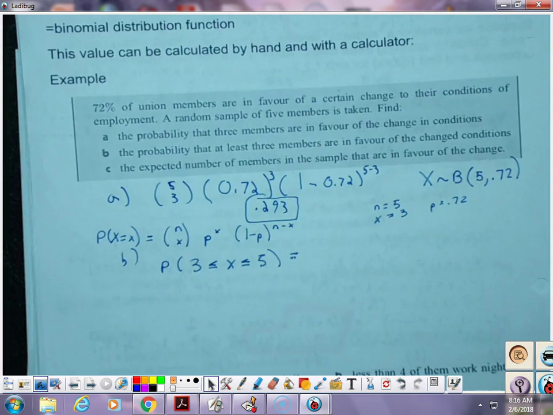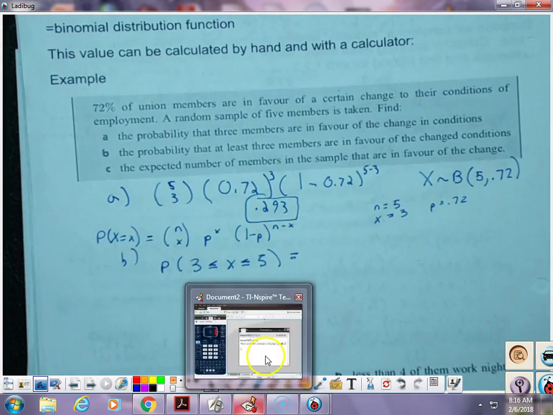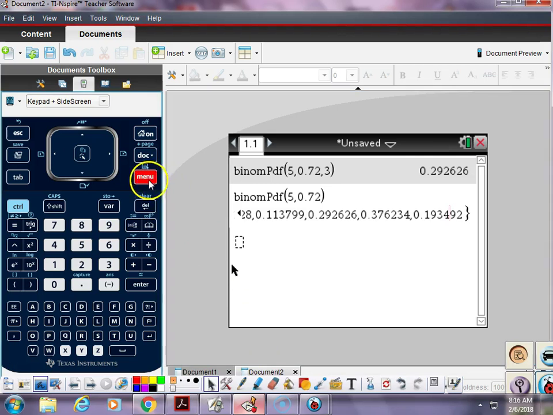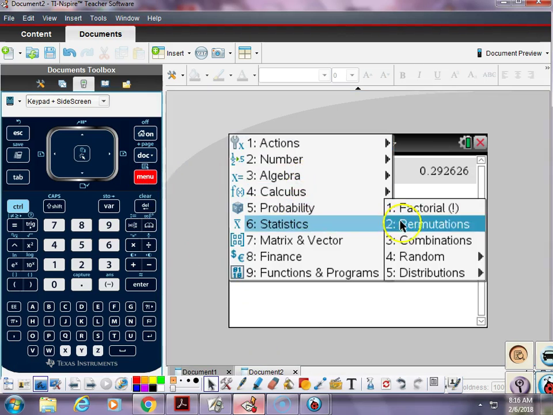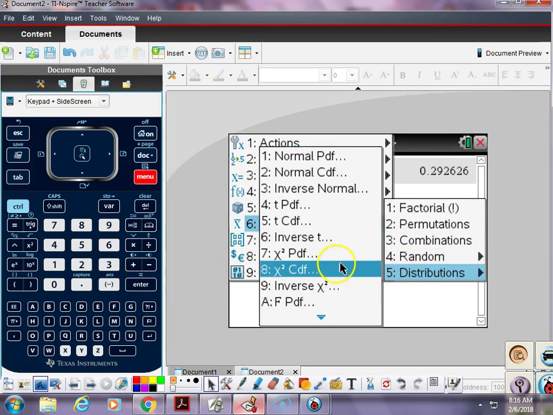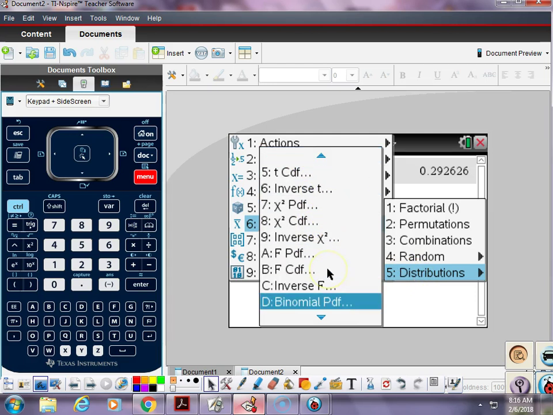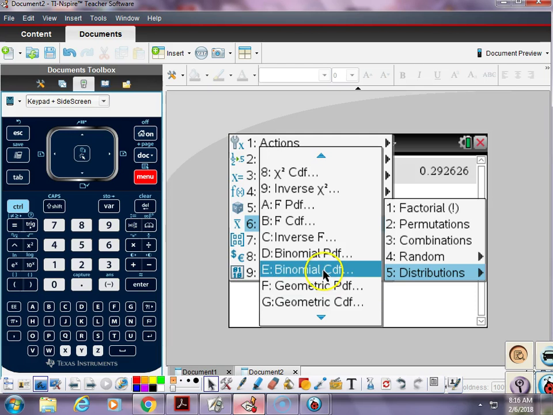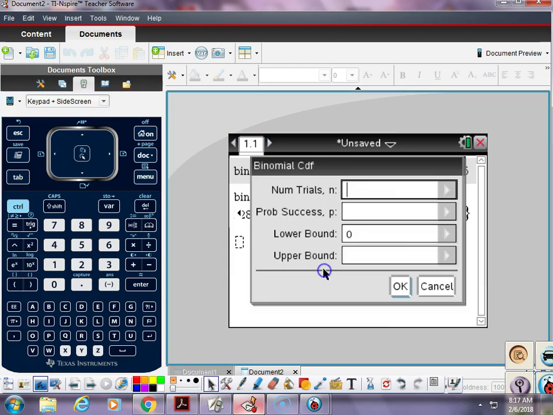But if you go on your calculator, you can go to the CDF, and that's just cumulative. So menu, probability, distributions, and you just go to whichever one for you is called a binomial CDF. Okay, so pick binomial CDF. We've got more choices now here. Number of trials was 5. Probability of success, 0.72. Lower bound, upper bound.